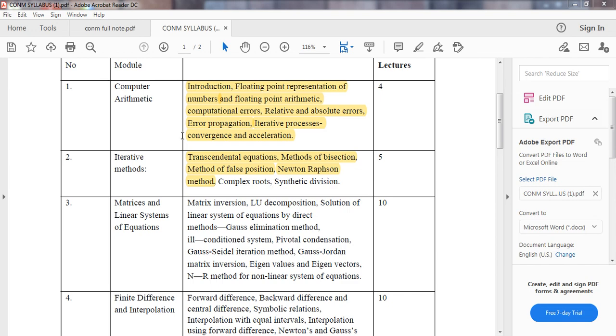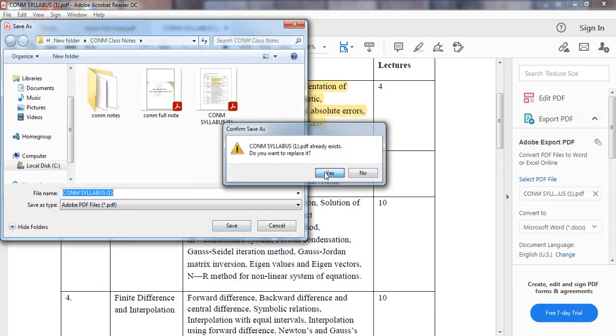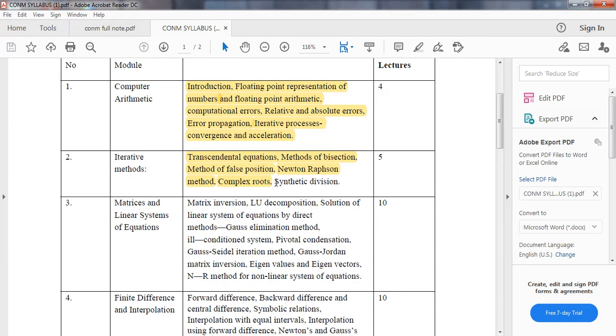Till now, in the iterative method, we have seen the transcendental equation, the bisection method, the false position method, and the intersection method. Complex root, you already know how to find it. If you do not know it, then do let me know, and I will make a video on it. Now today we are going to see a very simple topic. It's called synthetic division. So today we are going to discuss synthetic division.